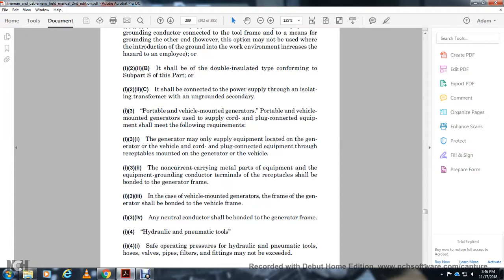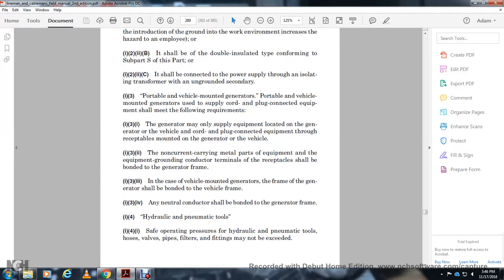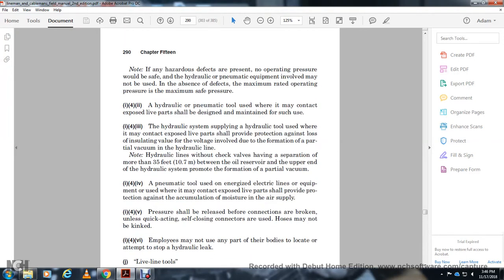Hydraulic and pneumatic tools. Safe operating pressure: the manufacturer's safe operating pressure for hydraulic and pneumatic tools, hoses, valves, pipes, filters, and fittings may not be exceeded. If any defect is present, the equipment involved may not be used, even at the maximum rated operating pressure or maximum safe pressure. Hydraulic and pneumatic tools used where they may contact exposed live parts shall be designed and maintained for such use. The hydraulic system supplying the tool shall provide protection against loss of insulating value for the voltage involved due to the formation of a partial vacuum in the hydraulic line.